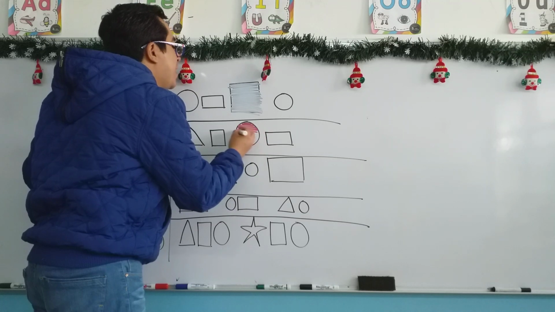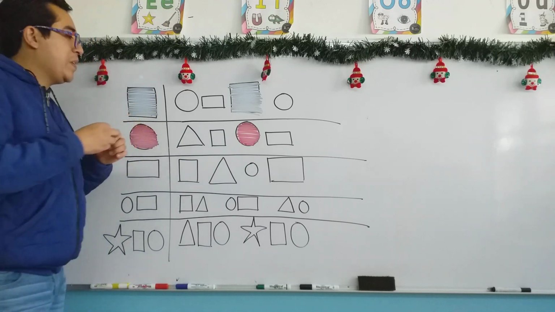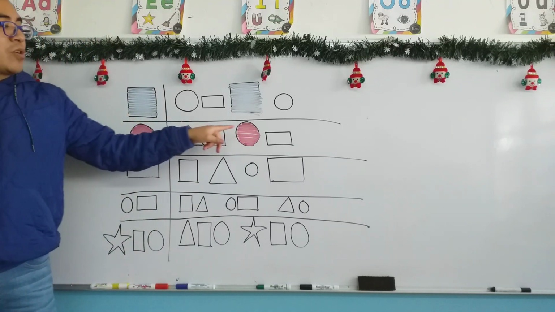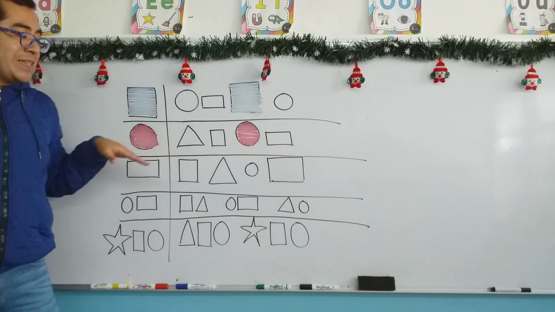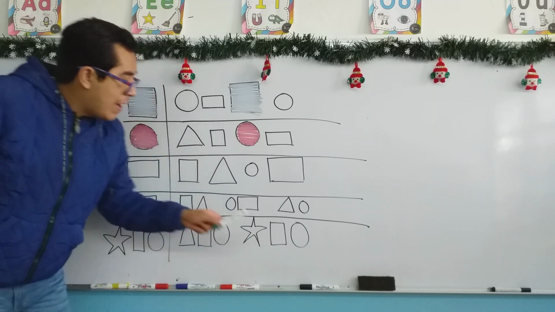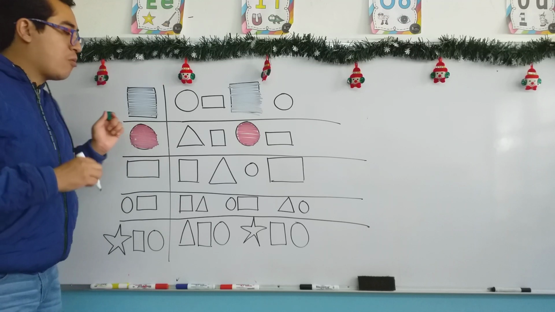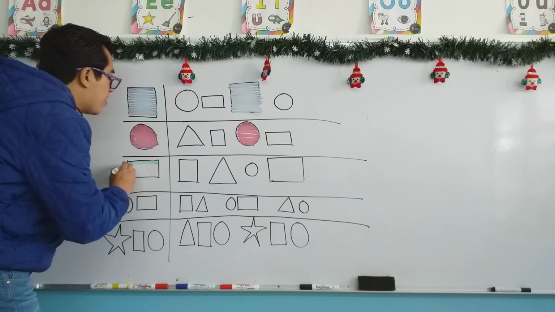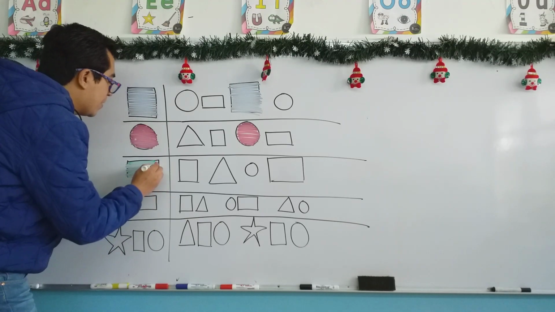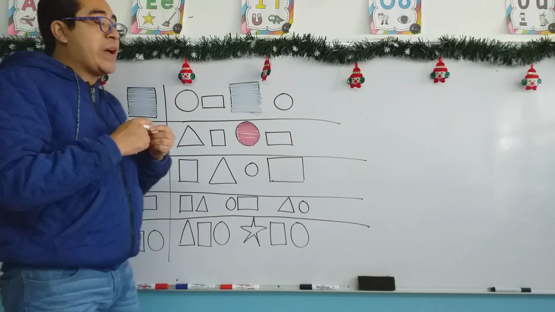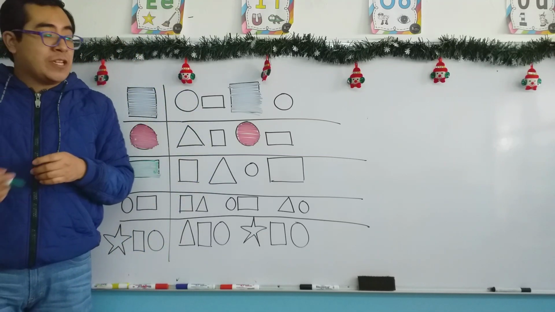Recuerden que en esta segunda fila estuvimos buscando un círculo. Ya que lo encontramos, los pintamos del mismo color. Circle and circle. Under, for the third row, para la tercera fila, we have a rectangle. For this rectangle, we can paint it with color green. Once again, these are my options. If you want to use other colors, there is no problem. Recuerden que estos colores que estoy ocupando son mis ejemplos. Ustedes pueden utilizar los colores que gusten.